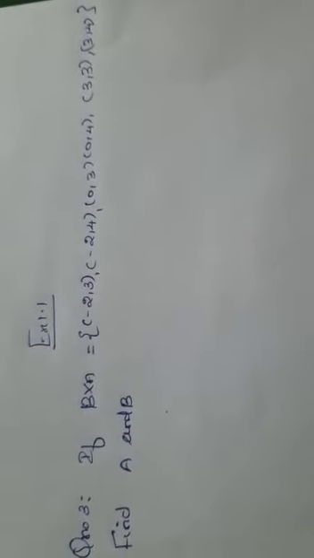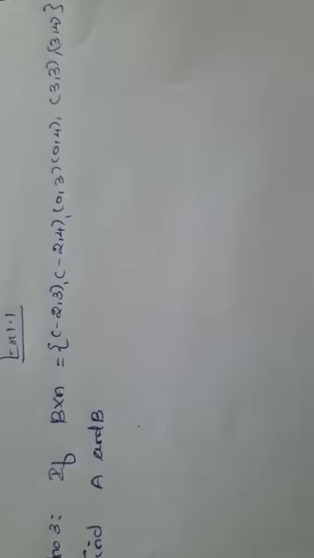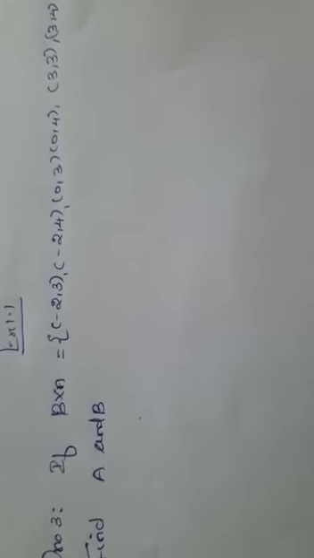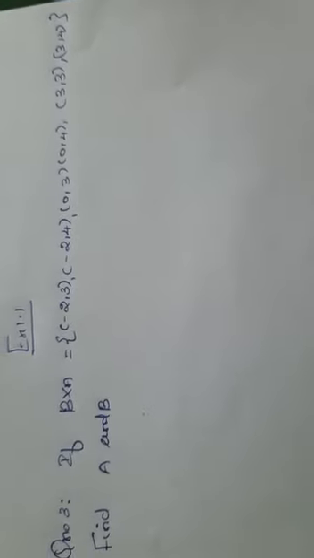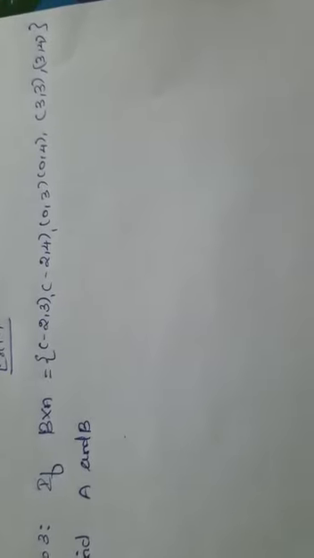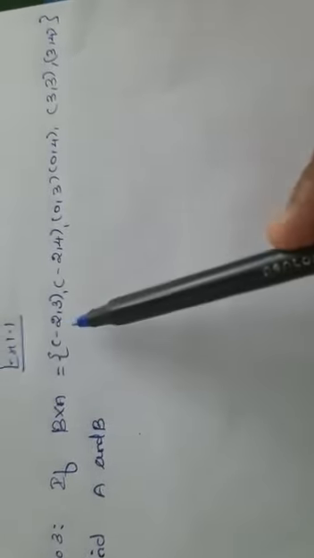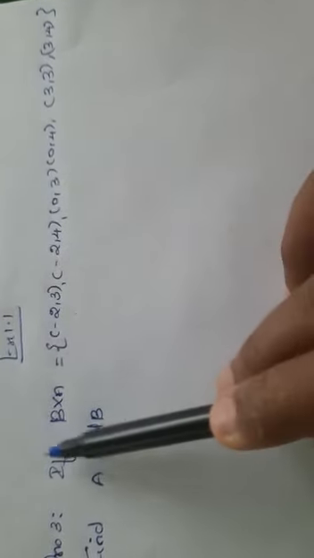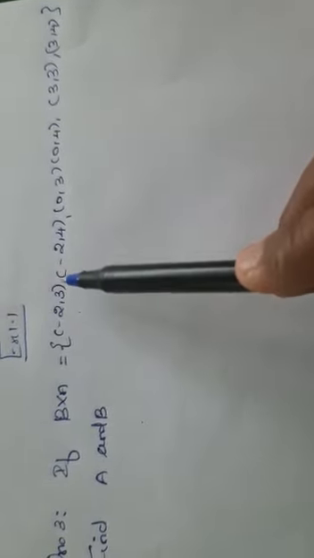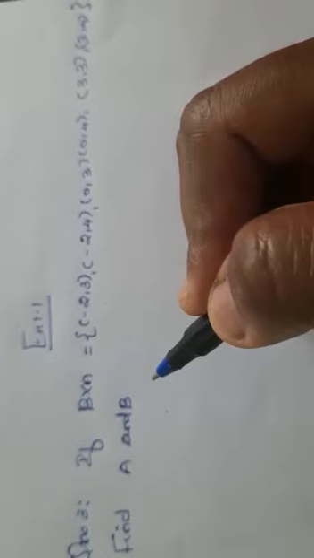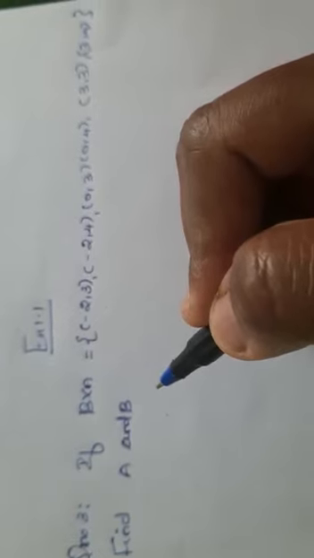In the previous problems we learned how to find the Cartesian product for two sets. But here the answer has been given, and you have been asked to find the elements present in A and B. Since it is given B cross A, the first element represents the B set and the second element represents the A set. So we need to find the elements present in B and the elements present in A.